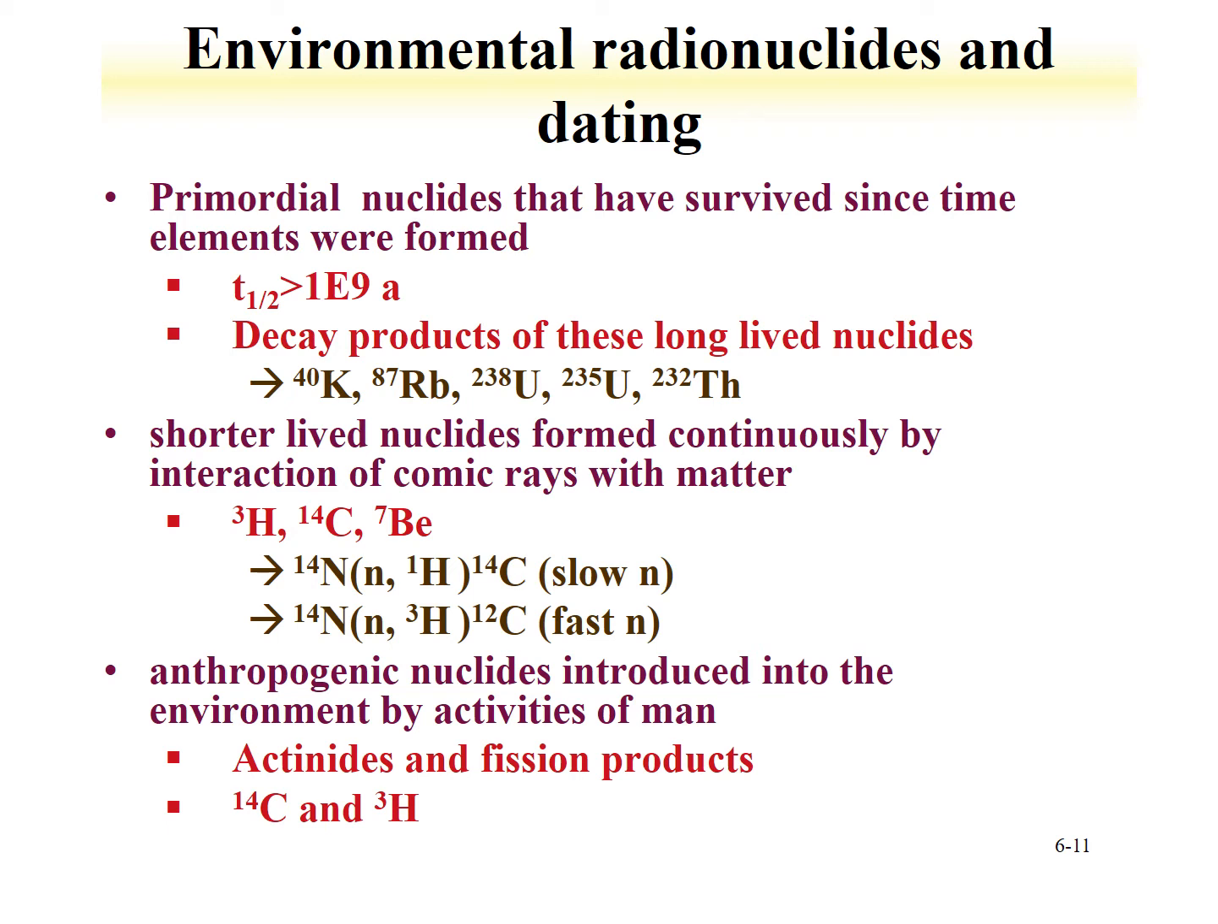And we can think of two types of isotopes that are available. There's primordial radionuclides with long half-lives that have been around since the formation of Earth. And then there's shorter-lived isotopes, such as carbon-14, which are continuously produced by interactions of matter with cosmic rays. There are also some anthropogenic radionuclides that have been introduced since the initiation of weapons testing.